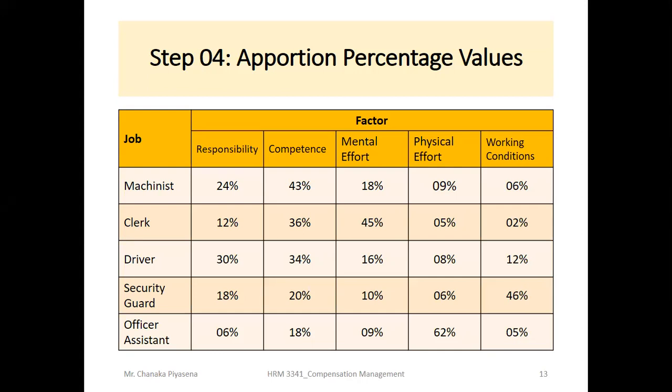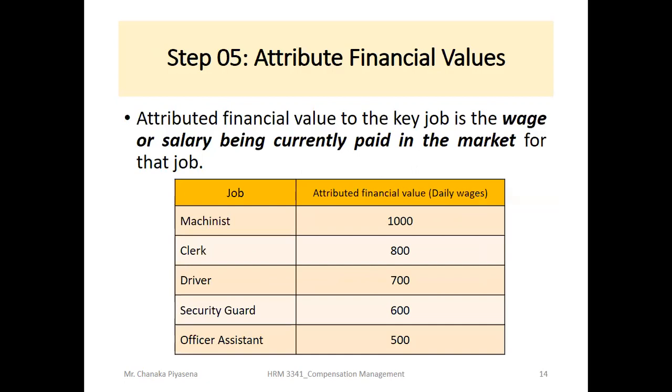Then likewise we can differentiate and weight these 5 factors based on each and every job one by one. Machinist separately, clerk separately, driver separately. This percentage value should be assigned for the factors. Then attribute financial values. This percentage value, there are up to the fourth step, first 4 steps. Now we have a percentage value for each factor.